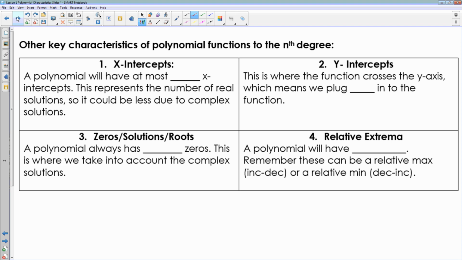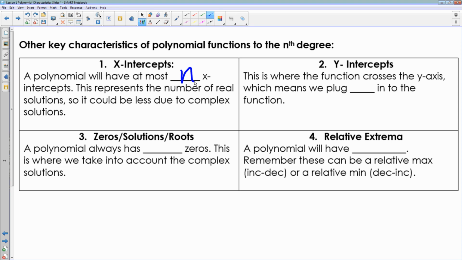So here are some other key characteristics of polynomial functions to the nth degree. Remember, your degree is n. That's what we're referring to it as. So x-intercepts: a polynomial will have at most n x-intercepts. It could have less than that, and the less than that talks about when we have complex solutions, so when we don't cross the x-axis.